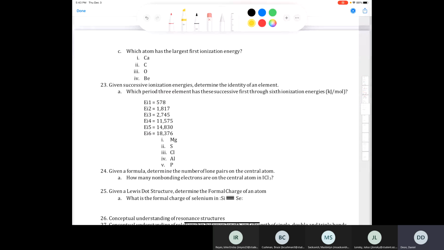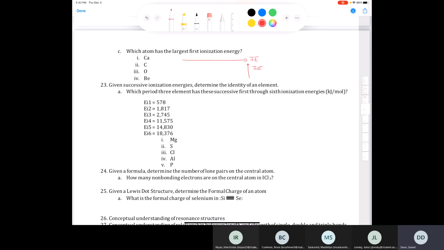Which atom has the largest first ionization energy? Remember that ionization energy is defined as the amount of energy required to remove an electron from an element in the gas phase, and ionization energy increases as we go from left to right across the periodic table. It also increases going up this way, right, as the elements are smaller.